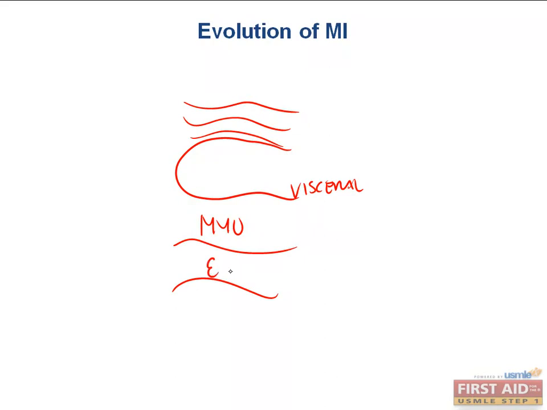Under that is the endocardium. So let's say we had a transmural infarct. Well, we infarcted the endocardium, the subendocardium, the myocardium, and the visceral layer of the epicardium. The only thing still alive is this outer fibrous, very strong epicardium.